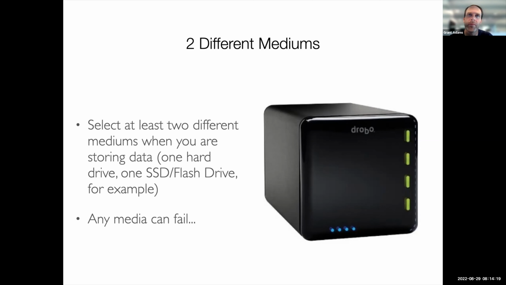So it's 3, 2, 1 backup. 3 copies, 2 different mediums. So we're storing it on 2 different things. We're storing it on your hard drive on your computer, and we're storing it somewhere, like in the cloud. We're storing it on a flash drive. We're storing it in a DVD drive. We're storing it in a solid state drive, right? We're trying to separate it out so it's stored in 2 different ways.